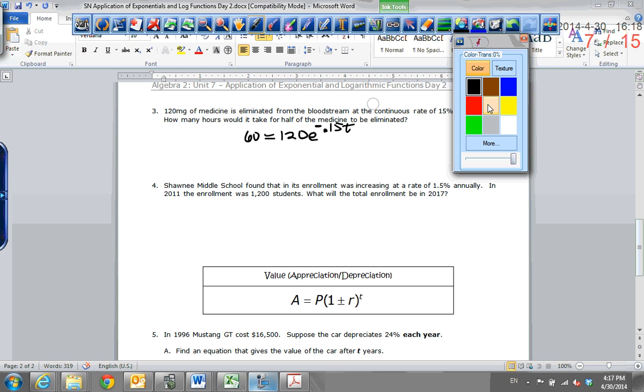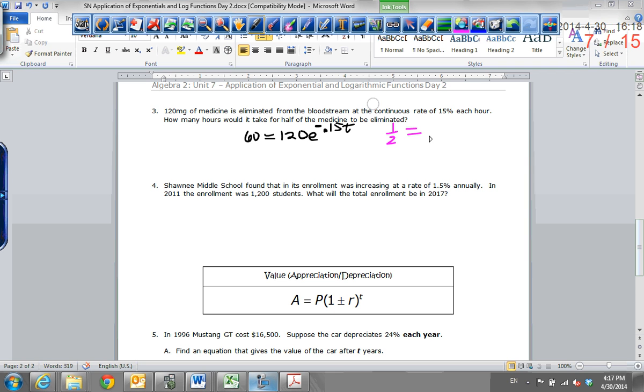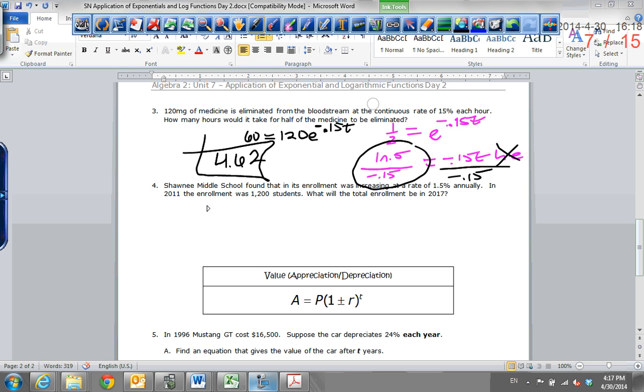So once again, we're going to be doing natural log, all that stuff. I get 1/2 equals e to the negative 0.15t. I take the natural log of both sides, so I get natural log of 0.5. I'm going to be dividing that by negative 0.15. The reason why I do that is because I get negative 0.15t, natural log of e cancels out, and I divide by negative 0.15. So if I do that here in my calculator, I've got to do it right though. Yeah, you should get 4.62 hours.